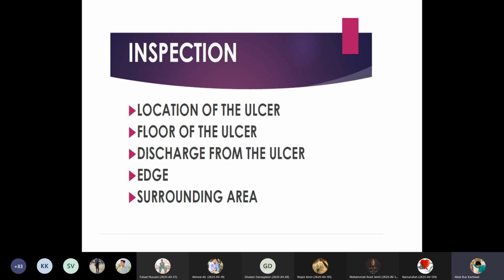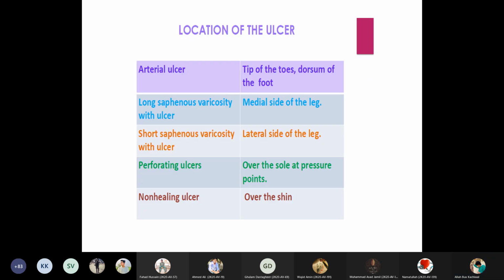Now for the inspection, you have to see the location of the ulcer, floor of the ulcer, discharge from the ulcer, edge, surrounding area. The location of the ulcer may be in arterial ulcers, tips of the toe and the dorsum of the foot. So long saphenous varicosity with ulcers, short saphenous varicosity with ulcers, perforating ulcers, non-healing ulcer.